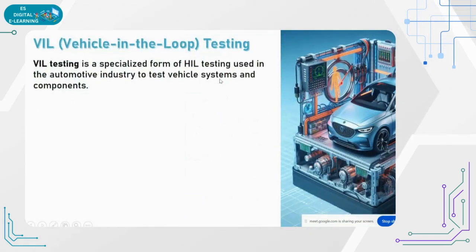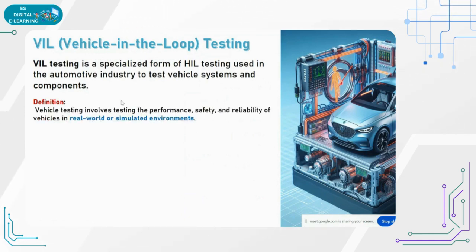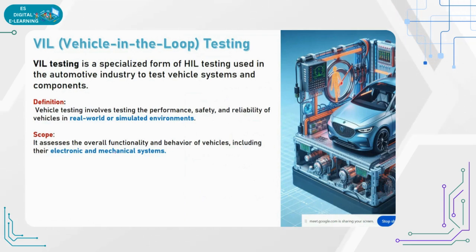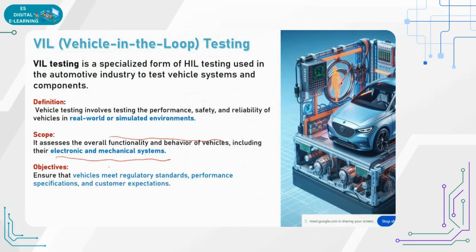Vehicle in loop is a specialized form of HIL testing used in the automotive industry to test vehicle systems and components. So what is the definition? Vehicle testing involves testing performance, safety and reliability in real-world simulation. Moreover, the scope is to check the complete functional behavior of the vehicle, including electronic and mechanical systems. The objective is customer satisfaction, which is the main objective for the vehicle.